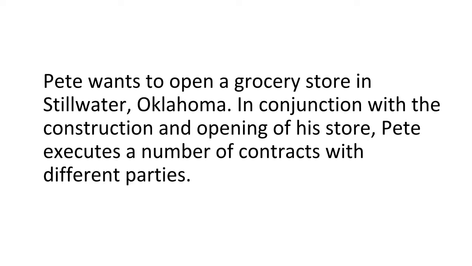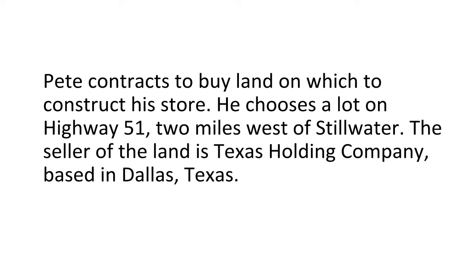Pete wants to open a grocery store in Stillwater, Oklahoma. And in conjunction with the construction and opening of his store, Pete's going to execute a number of contracts with different parties. Let's look at each of those contracts in turn. The first contract involves a land purchase. Pete's contracting to buy land on which to construct the store. The seller of the land is based in Dallas, Texas. Now, in this case, what contracting system applies? It'd be the common law. The common law governs contracts for real property.